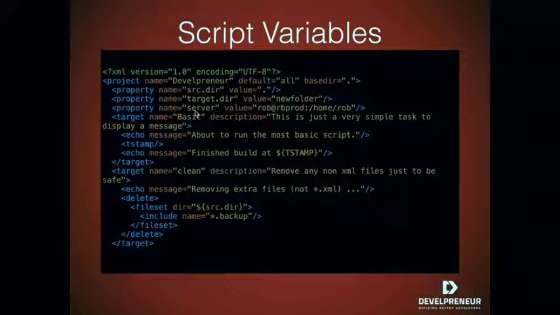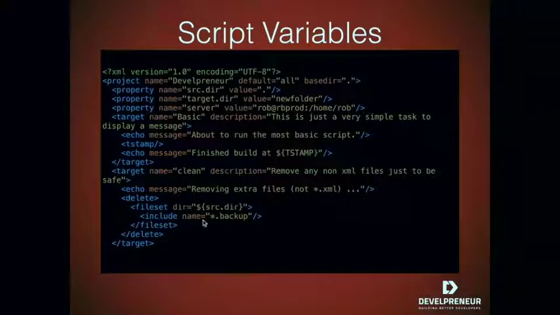And this is something we're going to look at a little later when I do secure copy, but I have this property called server. You see here, I've given it a value of rob@rbprod:/home/rob. So I gave it something I'm going to use, which would look pretty familiar if you do SCP on a regular basis. Its value can be any string, and it just does a string replacement.